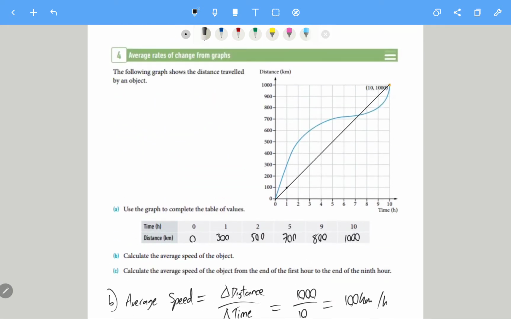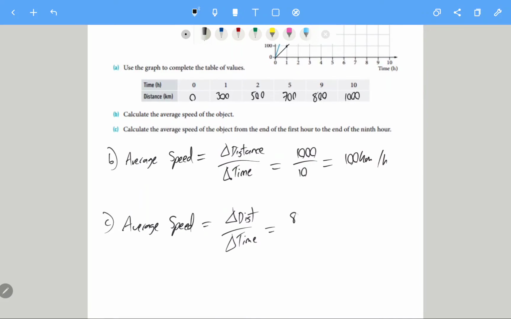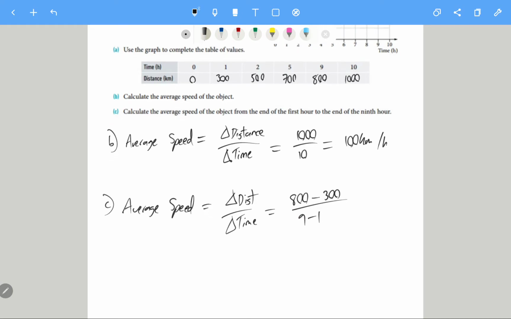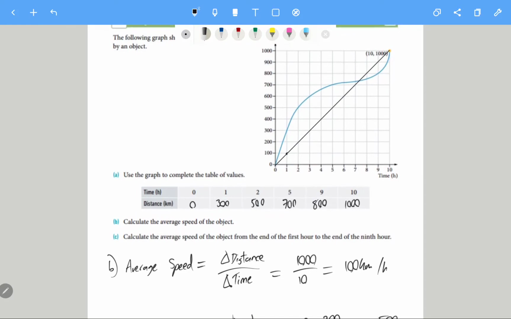The change in distance. Well, we're going to end at 800 meters. And we've travelled 300 meters. And 9 minus 1. And so we get 500 over 8, which is 62.5 kilometers per hour.